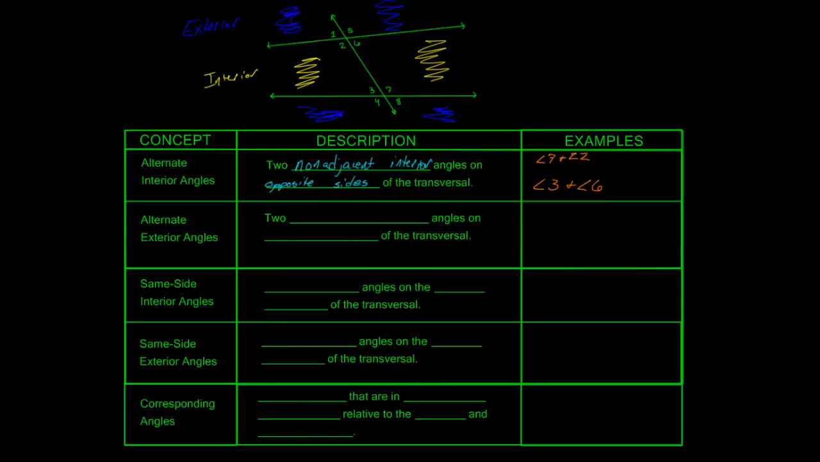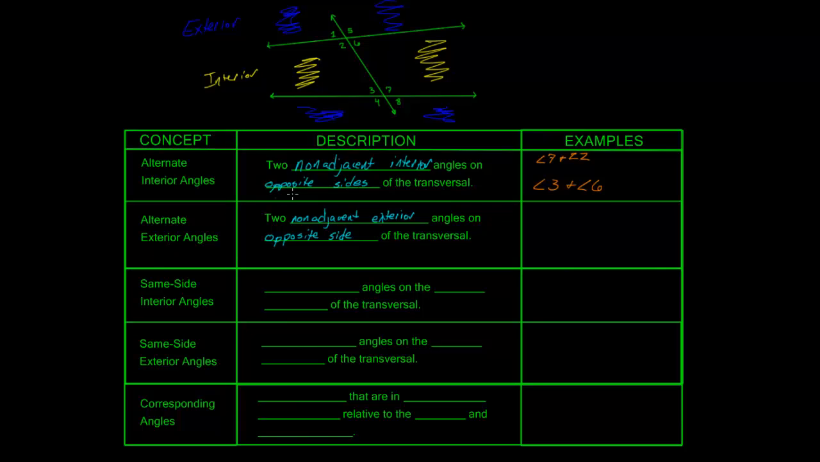Alright, alternate exterior angles. Well, there are two non-adjacent angles, or non-adjacent exterior angles, on the opposite sides of the transversal. So it's very similar to our interior, except now they must be on the exterior portions.